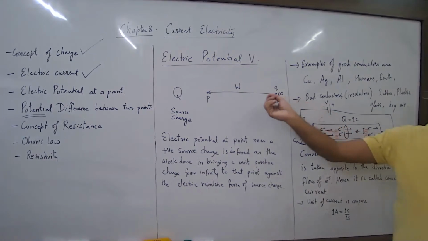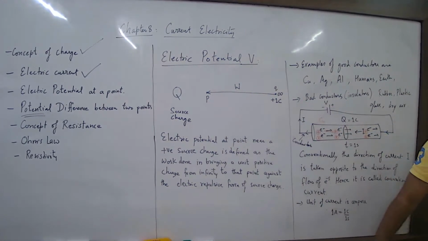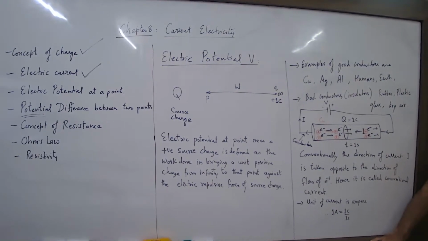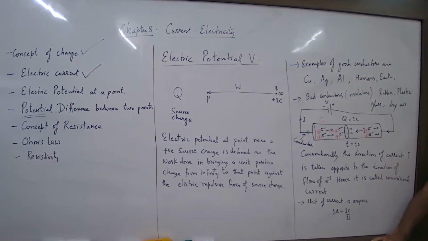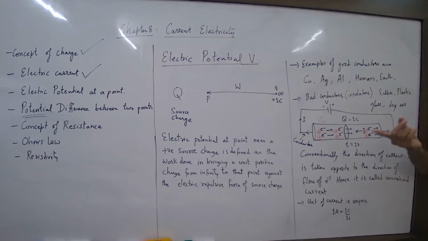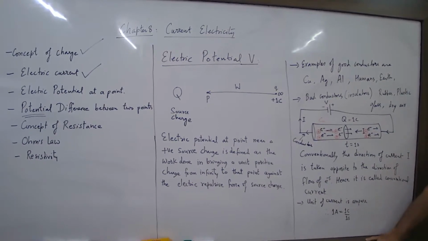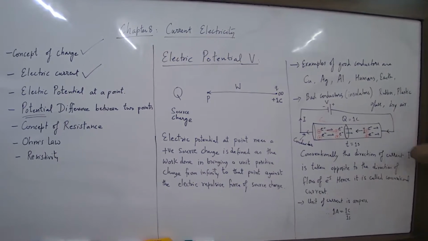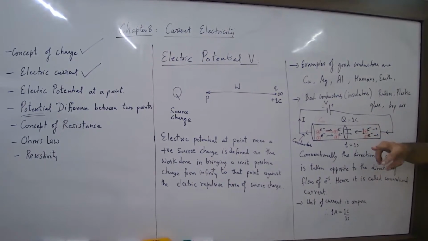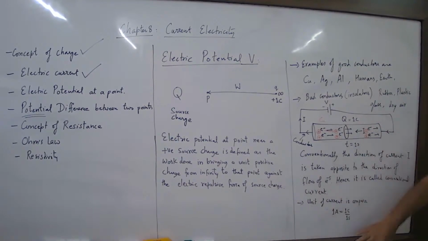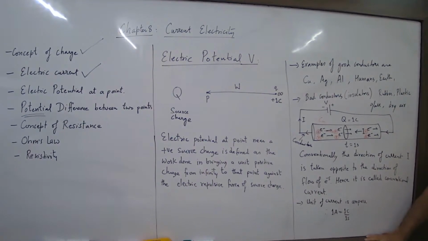So somebody is doing the work in bringing the charge. So in a cell, who is doing that work? The chemical reaction. It is going on depositing negative charge on the zinc electrode. So already negative charges are there, but it is going on depositing more against the repulsion. So it is due to the chemical reaction. So it is the chemical energy which is doing that work. Who does the work? Always the energy.